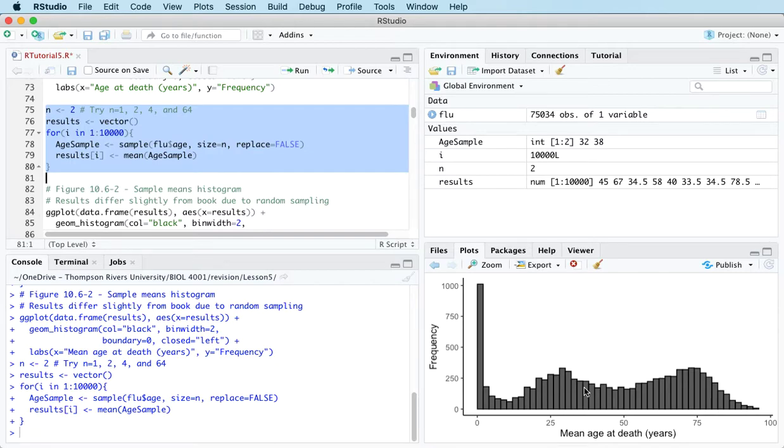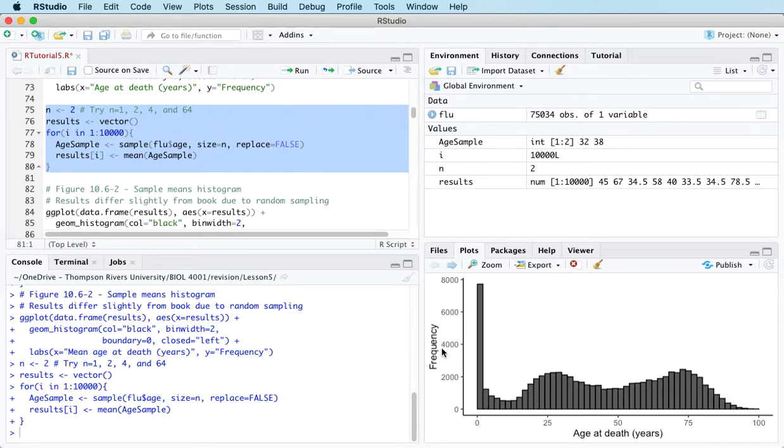And let's think about what we're doing here. So now, let's go back to our population. So here's our population. I'm picking 2 observations at random and calculating the mean age and recording that and repeating that process 10,000 times. So I'm going to have 10,000 numbers in my sample, and they're going to represent the mean of 2 observations from here.